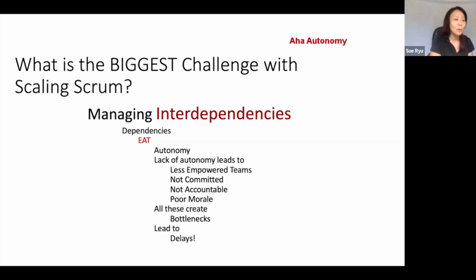I've seen a lot of organizations have a wall just for managing the dependencies. This is not how it should be done, right? A lack of autonomy basically leads to less empowered teams, and teams become not committed and not accountable, which leads to poor morale. All this creates a bottleneck, which leads to delay, which we don't want. And Scrum just doesn't work.